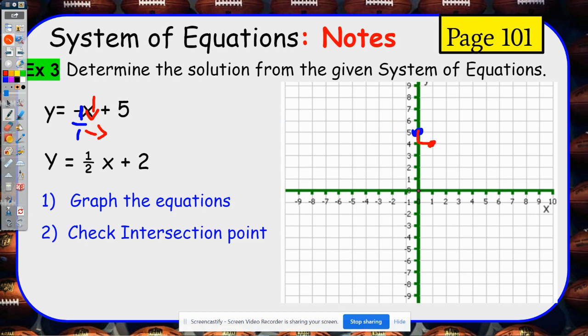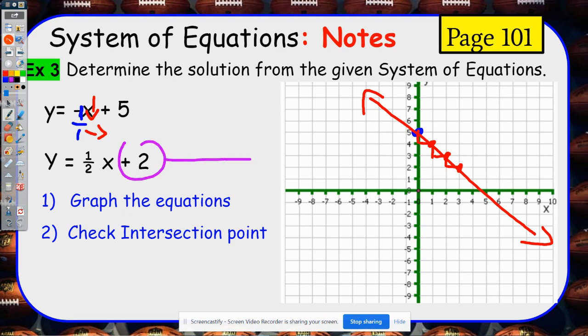And then I'm going to do it again. Down one, one to the right, and make a dot. One down, one to the right, make a dot. You can do as many as you want, and then connect the points. And that is my line right there. That's my first line. Now I'm going to do my second line, and I'm going to do the same thing.